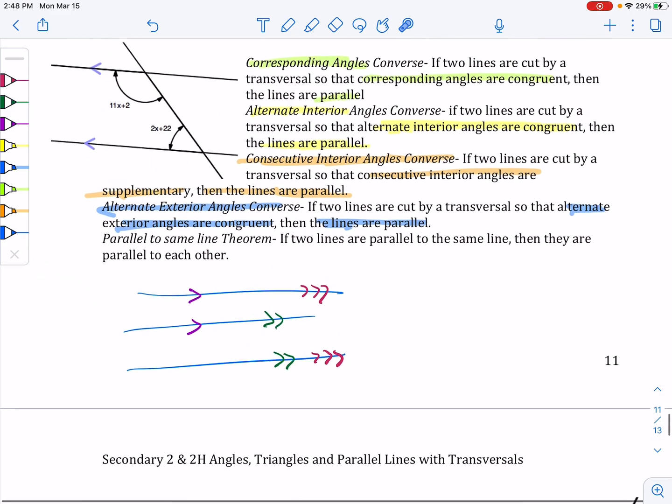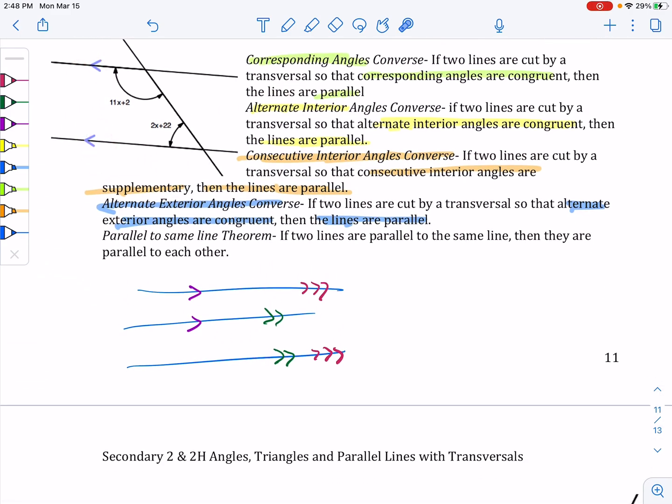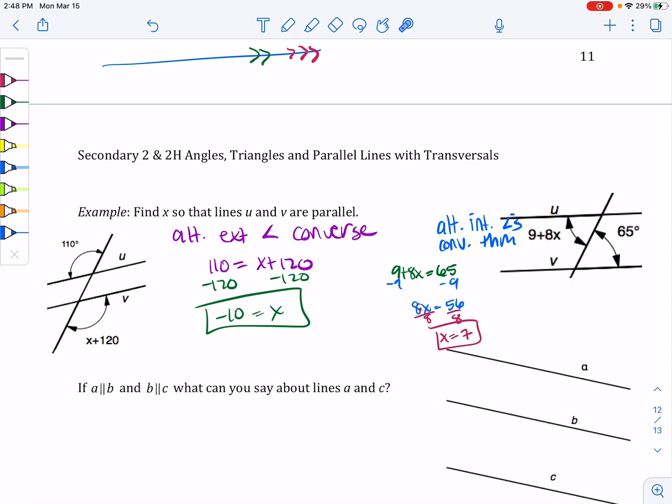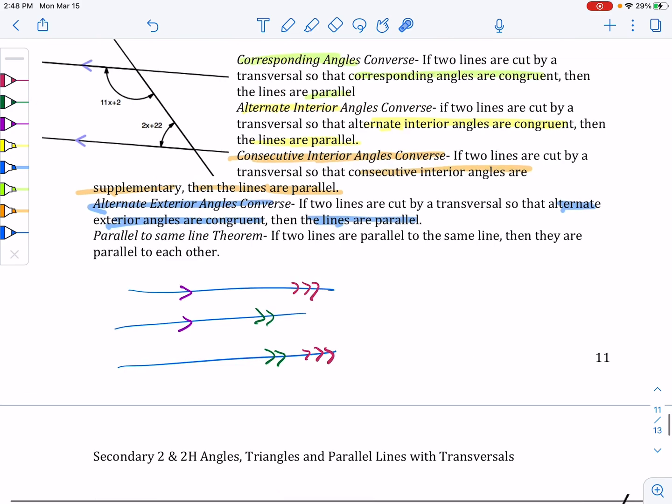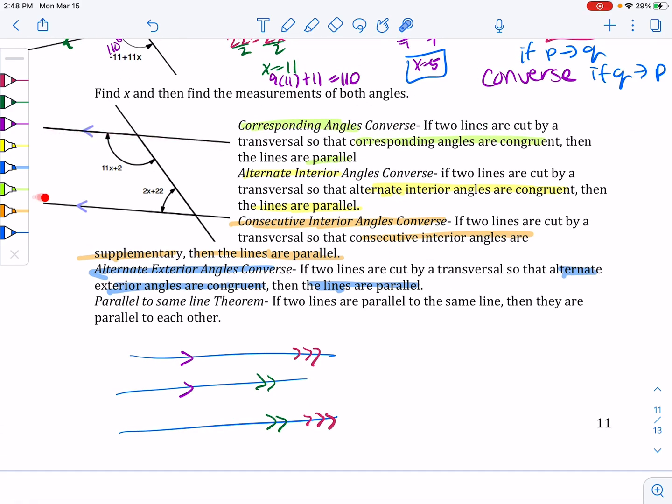So on this one, we knew the lines were parallel. Here, we don't know the lines are parallel. We're trying to show that the lines are parallel. Okay? So you're given different pieces of information. So here we know the lines are parallel. In this case, these two would be supplementary. So we'd solve by doing 11x plus 2 plus 2x plus 22 equals 180.